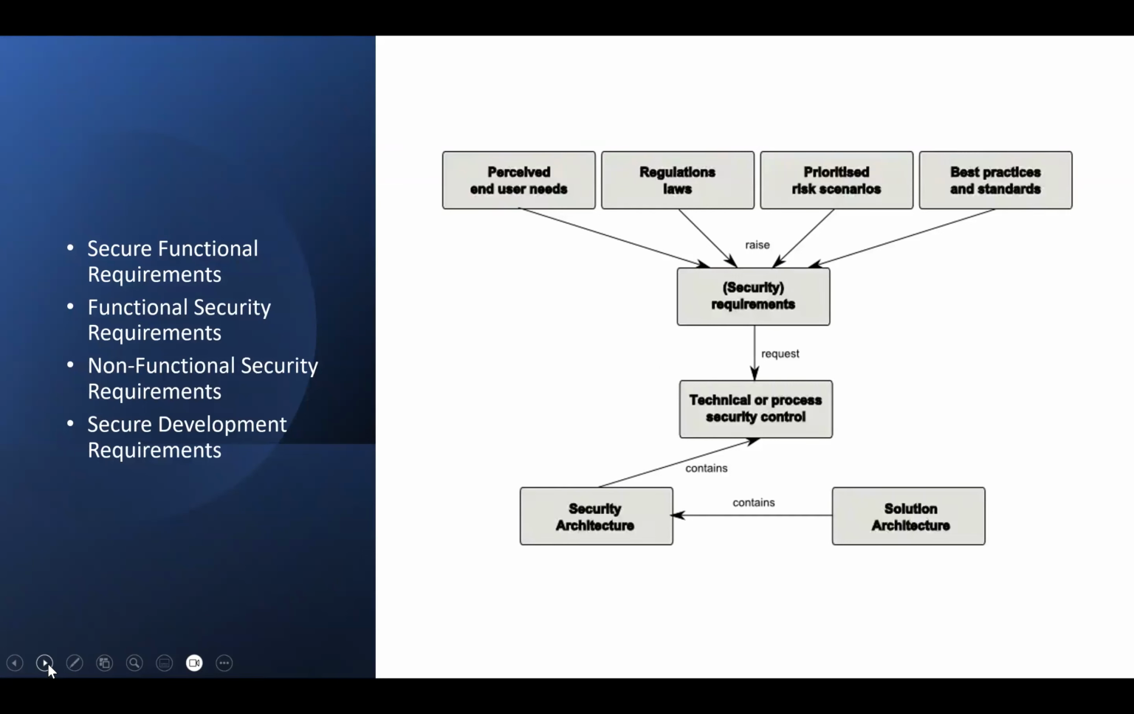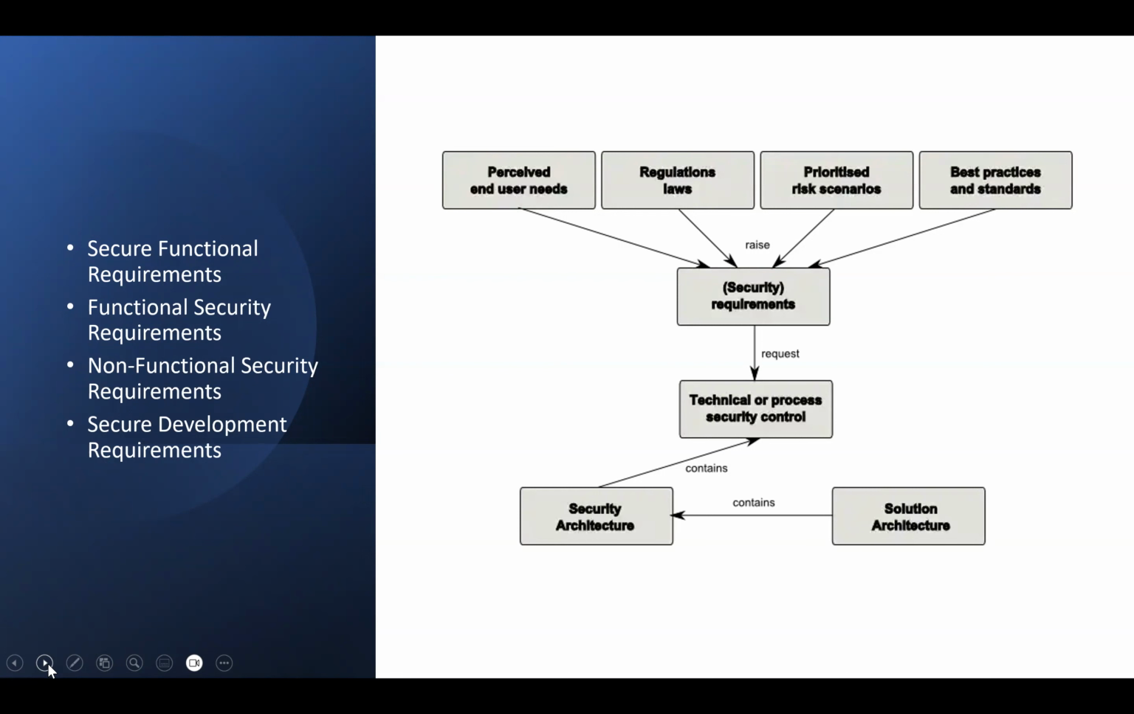So again, the documentation goes much deeper, but I will quickly say that there are secure functional requirements: access control, authenticate, authorize, audit, data protection. There are functional security requirements, things like session management, input validation, compliance requirements. There's non-functional security requirements, so performance, usability, privacy, legal compliance. And then there are secure development requirements. So your secure coding guidelines, dependency management, training and awareness.